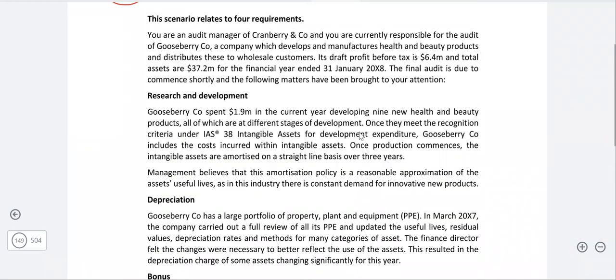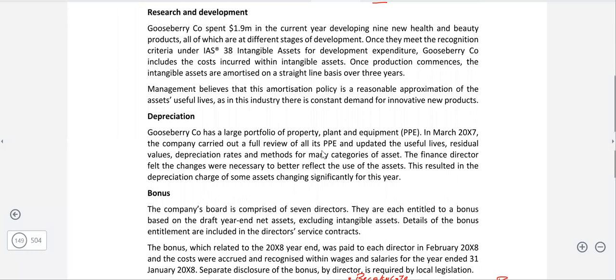You are audit manager of Cranberry and Company, and you are currently responsible for the audit of Gooseberry Company, a company which develops and manufactures health and beauty products and distributes these to wholesale customers. Its draft profit before tax is 6.4 million, and the total assets are 37.2 million for the financial year ended 31st January 2008. The final audit is due to commence shortly, and the following matters have been brought to your attention. This is the introduction. We do not need to worry about that. The first five procedures are relevant to the research and development.